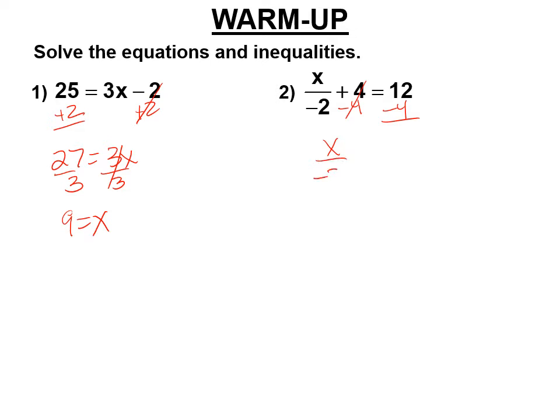x divided by negative 2 equals 8. So what do you do now? Well, you're being divided by negative 2. You've got to multiply both sides by negative 2. Right? x divided by negative 2 times negative 2 is x by itself. 8 times negative 2, though, is negative 16.